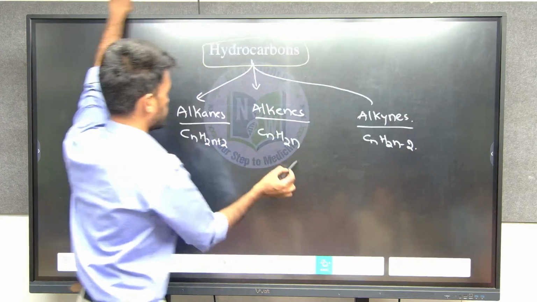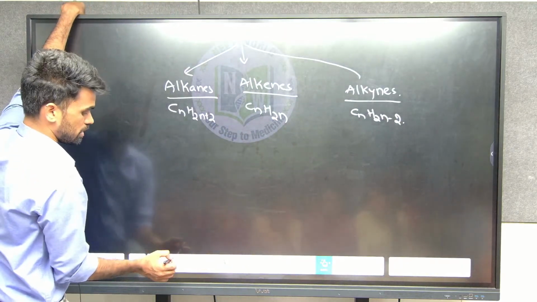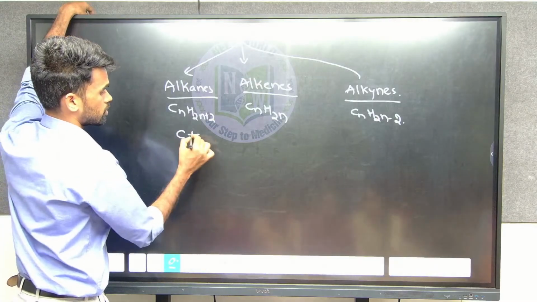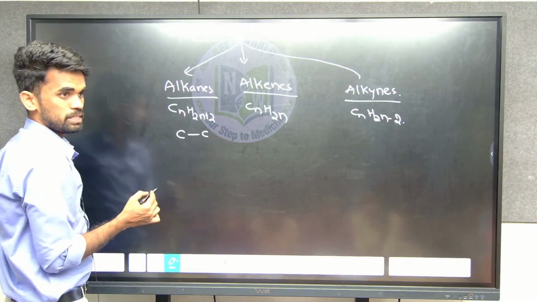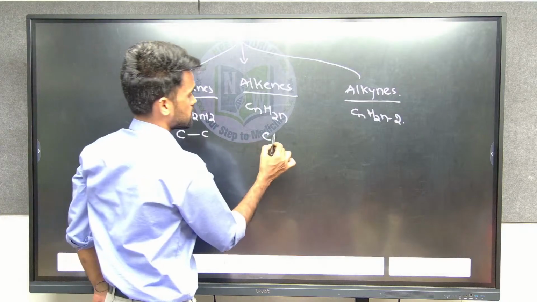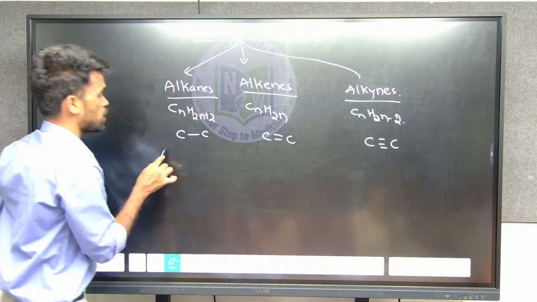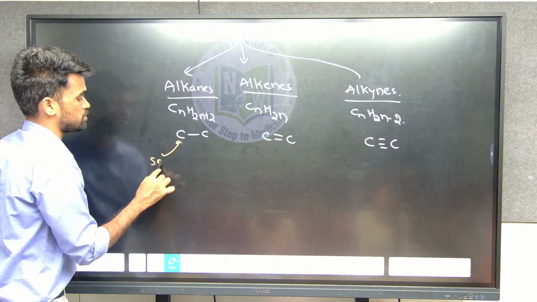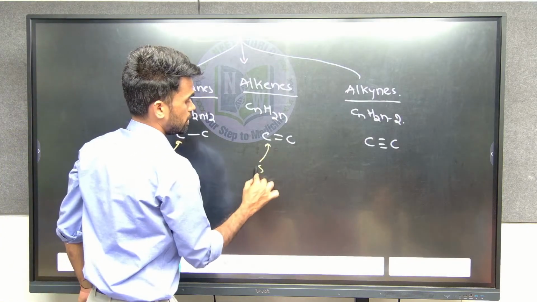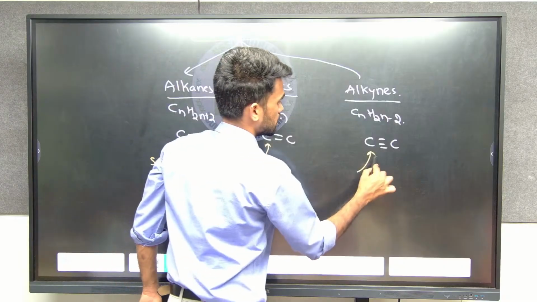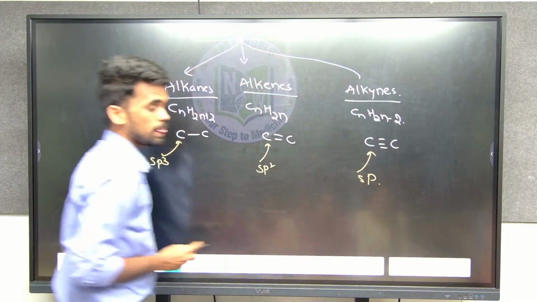Okay. Now what about the carbon-carbon? How many bonds are there here? CC single bond will be there. Okay. What about this? CC double bond. Here CC triple bond. Okay. Now each carbon here, what is the hybridization? Sp3. Here it is sp2. Here it is sp. Okay. Next one.